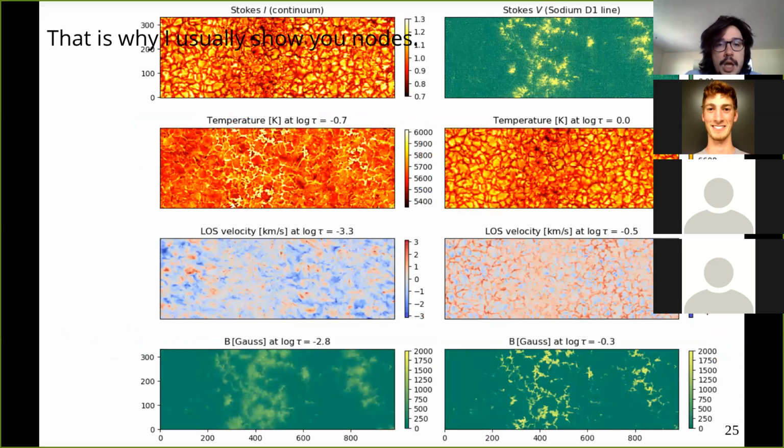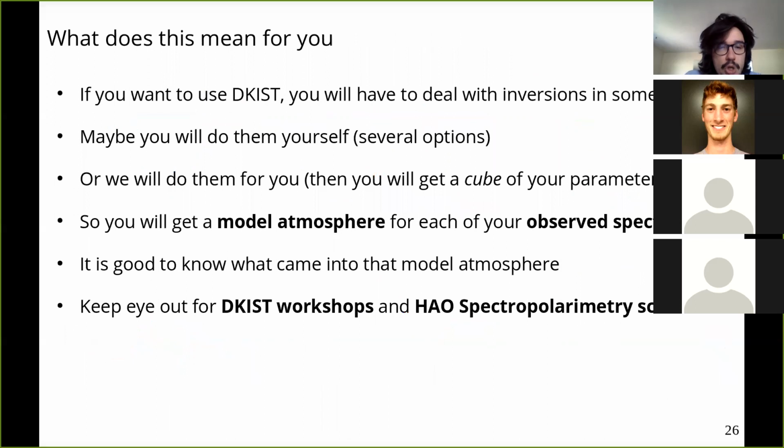So to conclude, what does this mean for you? If you want to use DKIST, it is first and foremost a spectropolarimetric instrument, which means that you will probably have to deal with some sort of inversions, or maybe not inversions, but inference.